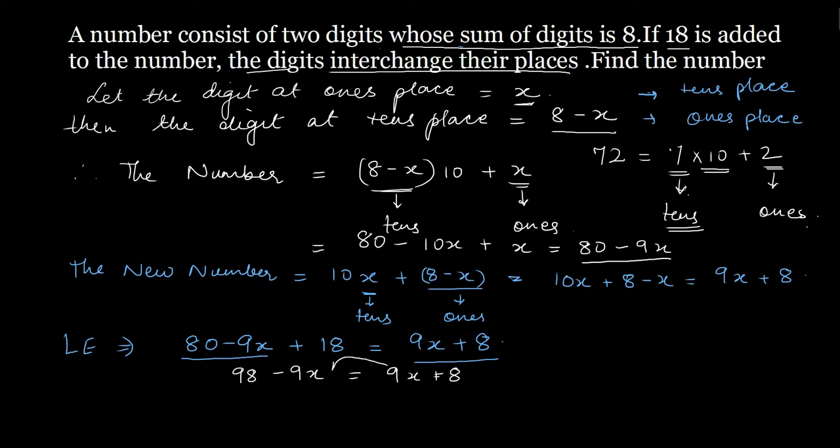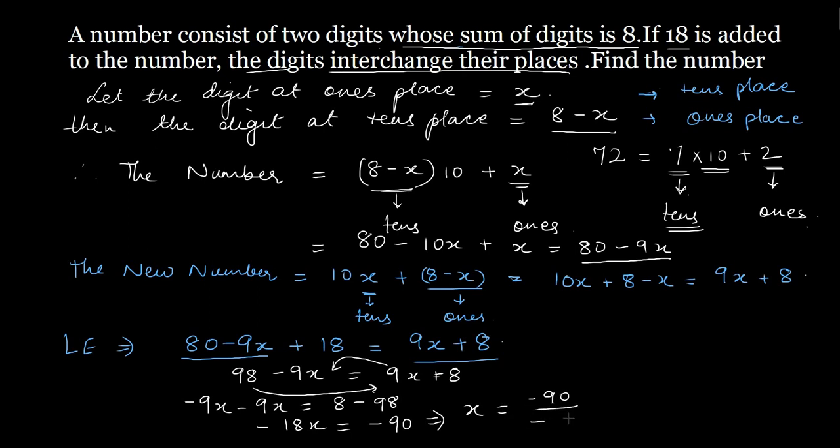We'll take 9x to LHS and 98 to RHS. So we'll get minus 9x minus 9x, which is minus 18x, equal to 8 minus 98, which is minus 90. Therefore, x is equal to minus 90 upon minus 18. The minus sign will cancel. 18 ones are 18 and 18 fives are 90. So x is equal to 5.